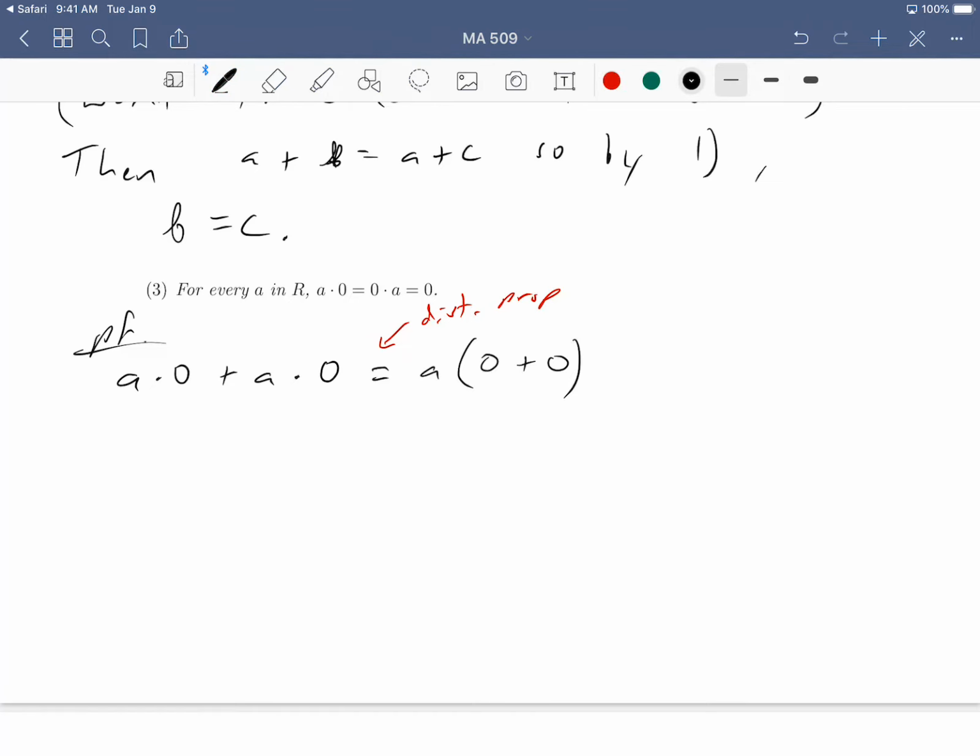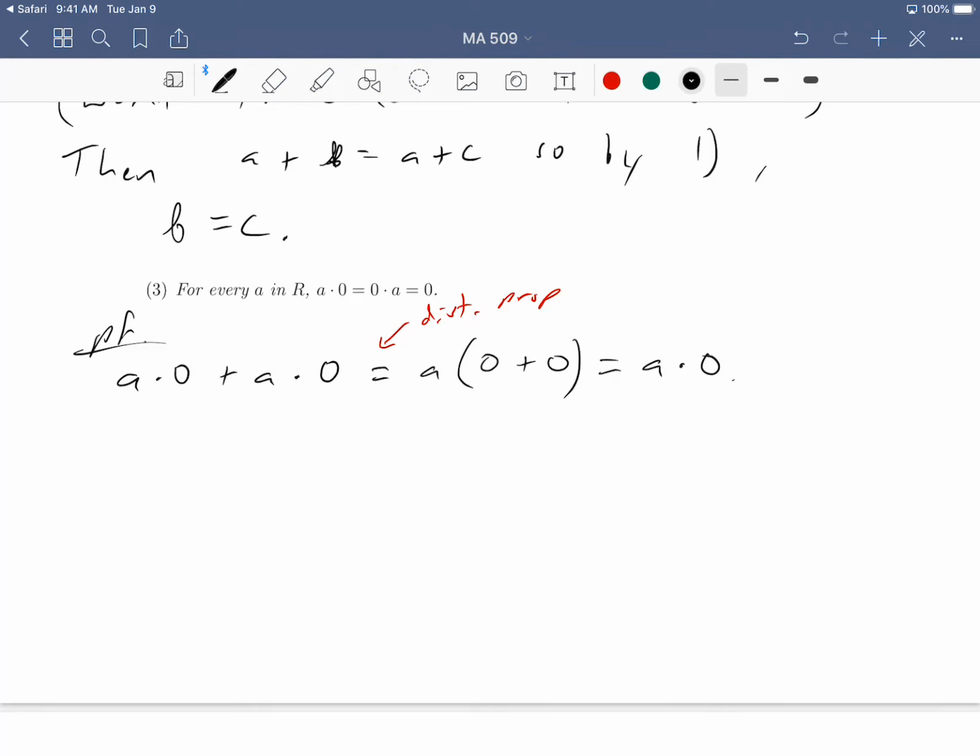Okay, and then anything plus 0 is just that thing. So a times 0 plus 0 is a times 0. Okay, so that right there is using that addition by 0. That was the additive identity property.